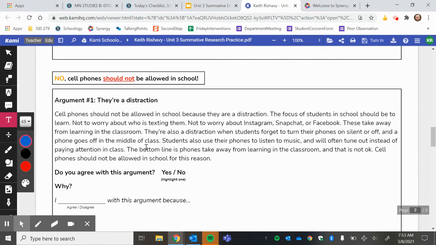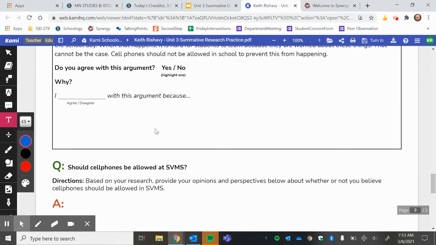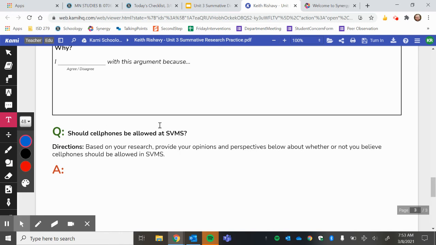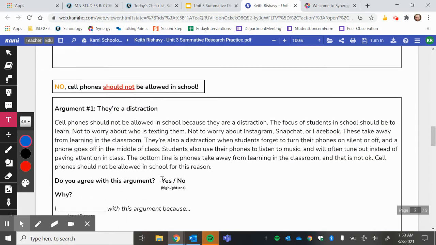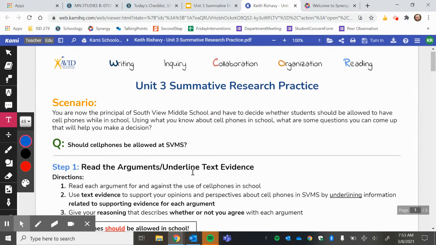There's another three arguments here about no, cell phones should not be allowed in school, and do the same thing. Go through, underline text evidence, tell me whether or not you agree with said argument, and then why. Okay. Once you are done with that, this is really your practice. You're just focusing then on, after you've read about each of these arguments, whether or not cell phones should be allowed at school, what's your overall opinion, yes or no? And tell me why, using some of the reasoning that you gave above in this lesson. Okay. Once you're done, you can turn it in.